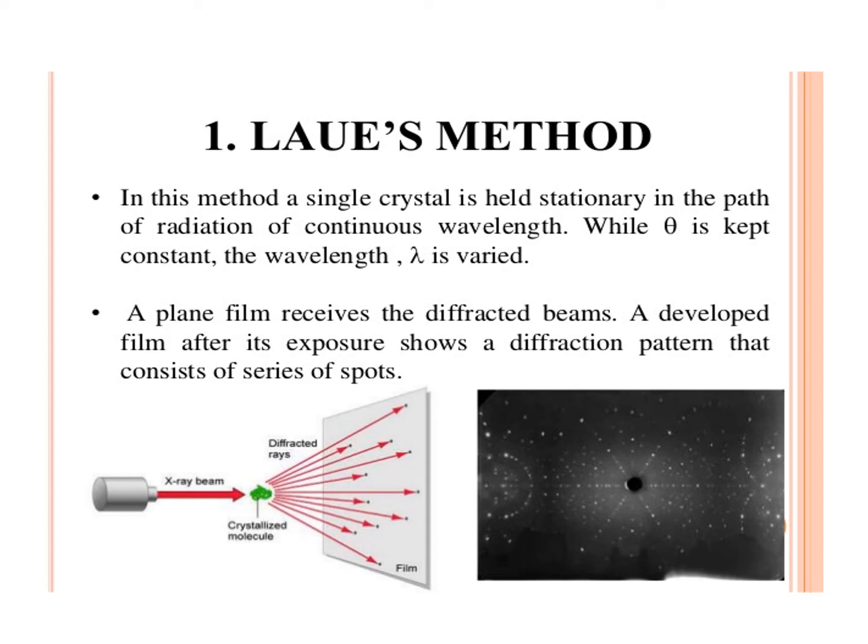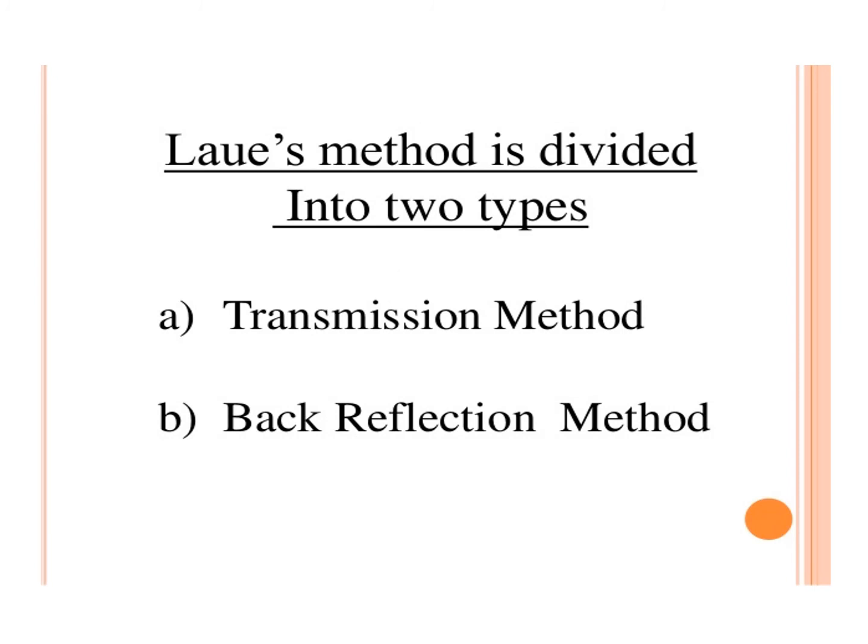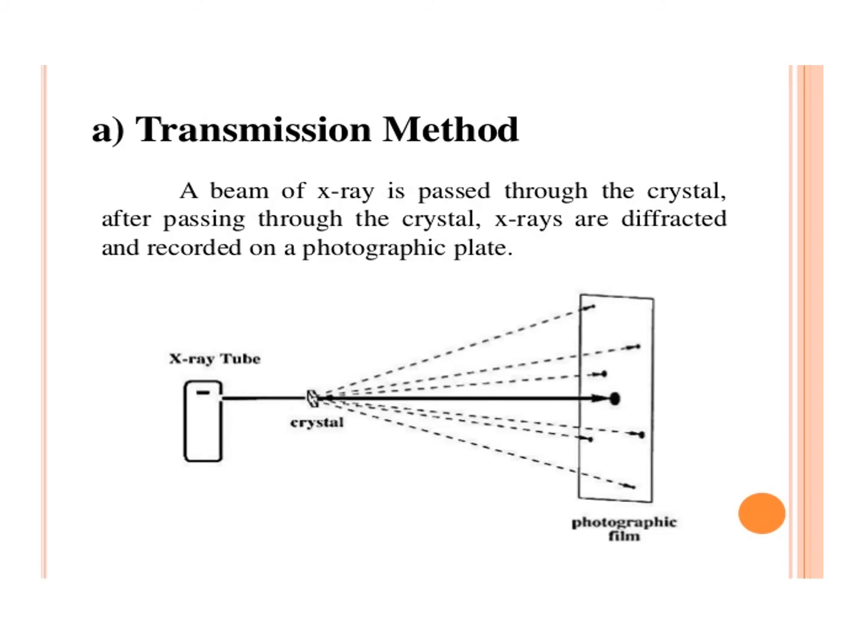We will now talk about the transmission method. Laue's method is divided into two types: the transmission method and the back reflection method. In the transmission method, the photographic film is placed behind the crystal to record beams which are transmitted through the crystal.